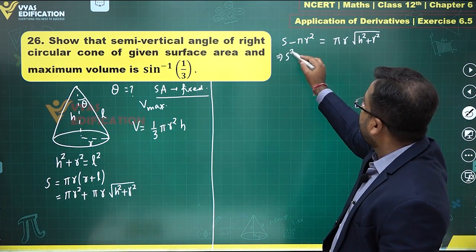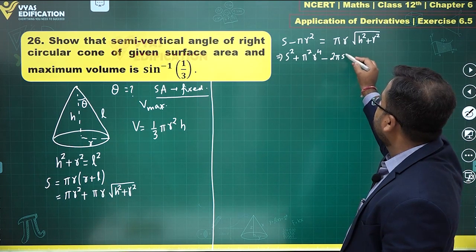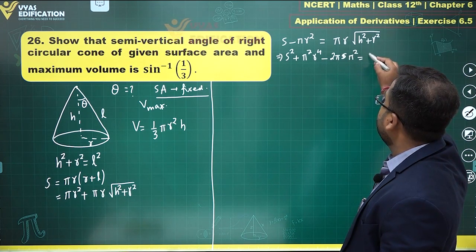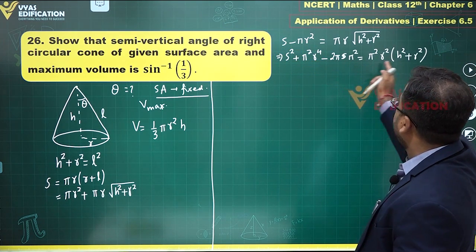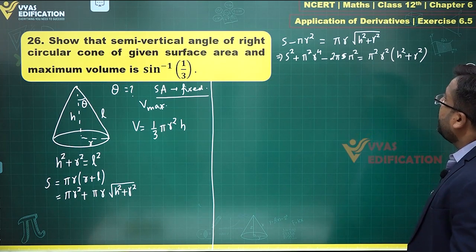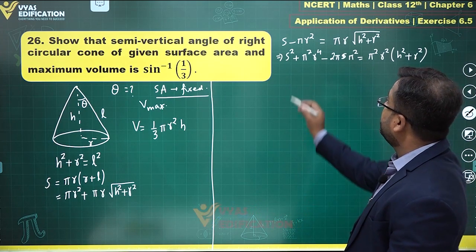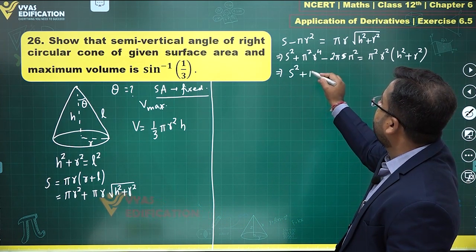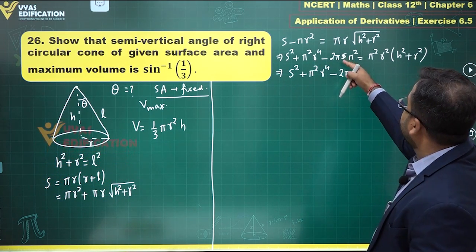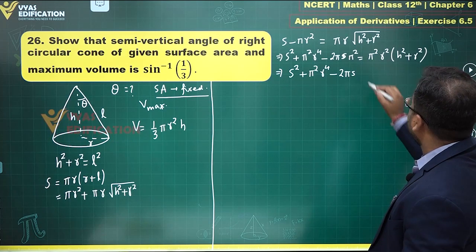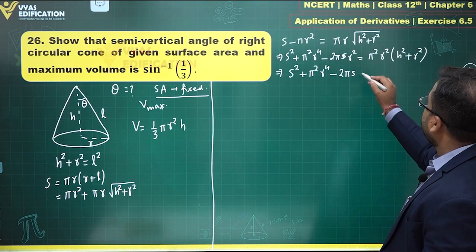Yes, maybe. This is S square plus pi square R power 4 minus 2 pi S R square is equal to pi square R square times H square plus R square. If you observe, everywhere you have R square, and this pi square R power 4 and pi square R power 4 will get cancelled. And that's the important thing that happens over here. This is S square plus 2 pi S, and this is R square, by the way, this is not pi square, this will be R square.